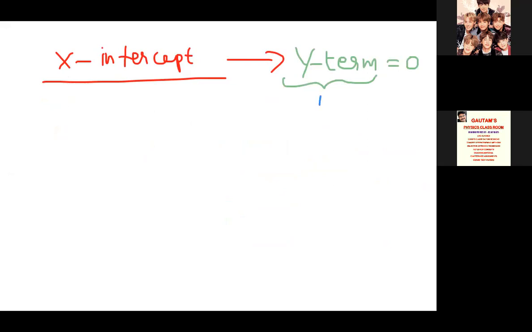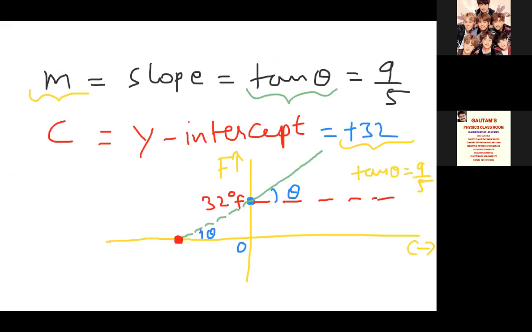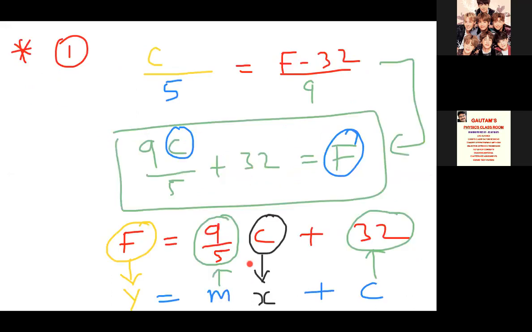What is the y term here? According to our graph, Fahrenheit is taken on the y-axis and centigrade is taken on the x-axis. So what should I write? Here the y term, f, is 0. But what is the f value? Already I told you that f is equal to 9/5 c plus 32. This is the f value, 9c by 5 plus 32.